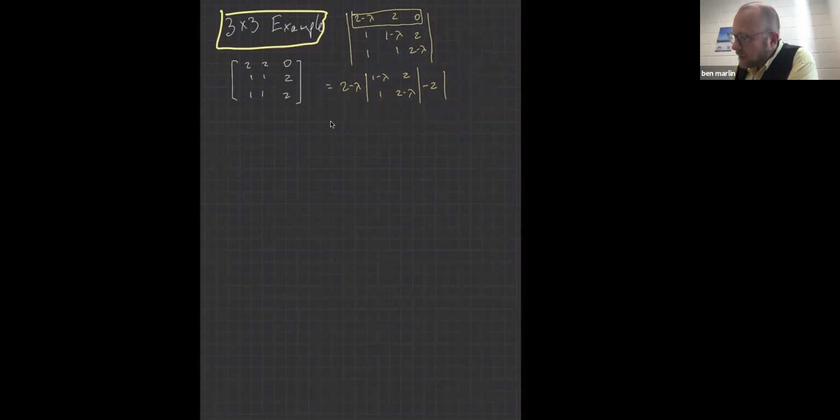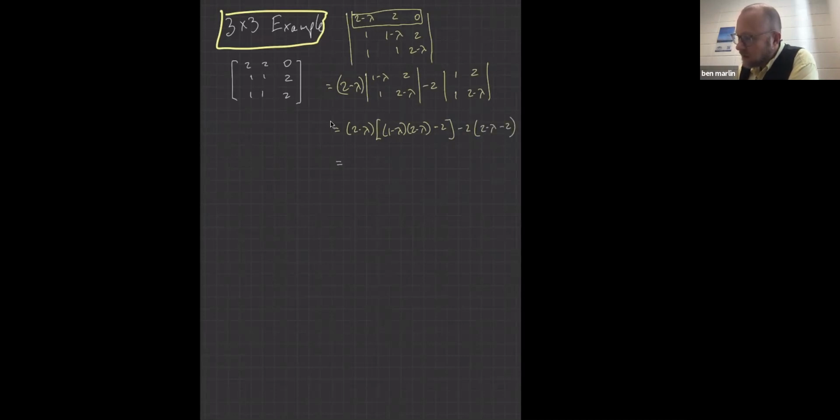So 2 times the absolute value. Oh, what was that? Block out this row, block out this column. 1, 2, 1, 2 minus lambda. Okay. 1, 2, 1, 2 minus lambda. All right. So that's going to have 2 minus lambda times 1 minus lambda, 2 minus lambda, minus 2, minus 2 times 2 minus lambda minus 2.